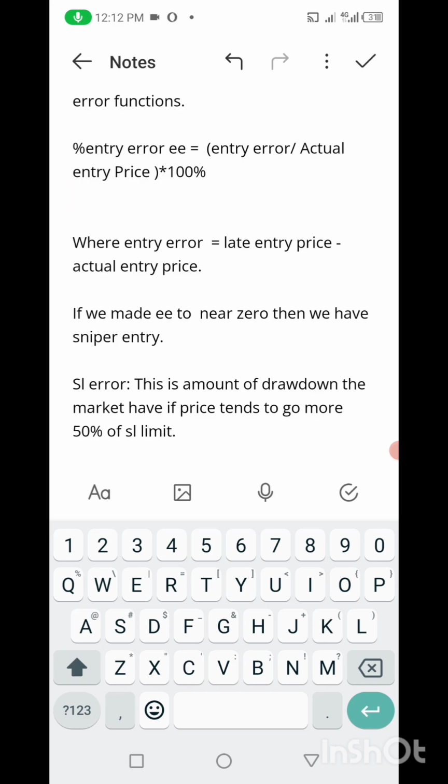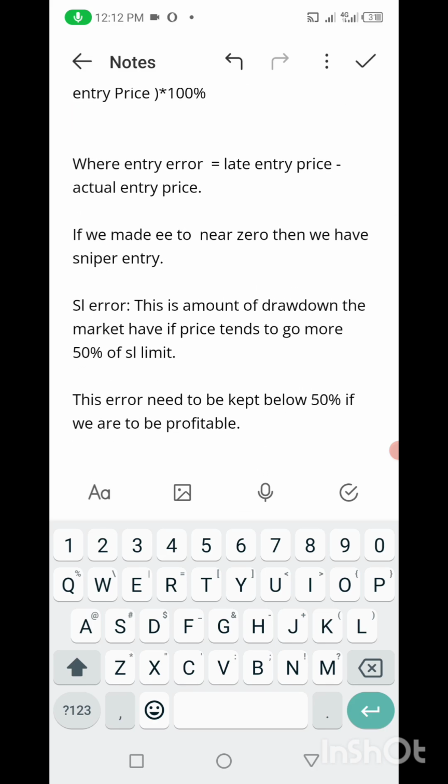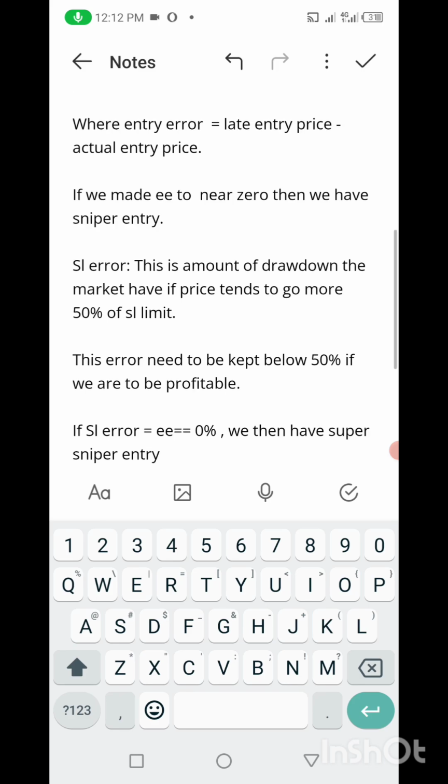So when the late entry price is equal to the actual entry price, the error is automatically 0, and you are 100% accurate, because that is the relationship between error and accuracy. When error is 0, then accuracy is 100%. So error is inversely proportional to accuracy, right? So you have to take note of this. If we made EE near 0, then we have sniper entry.